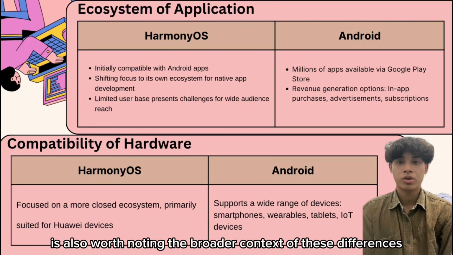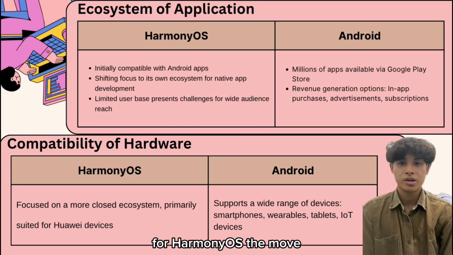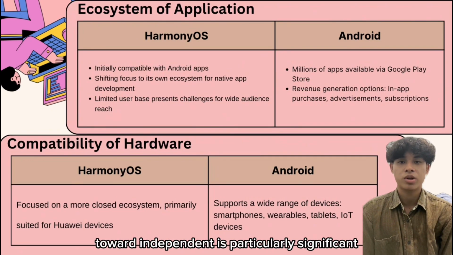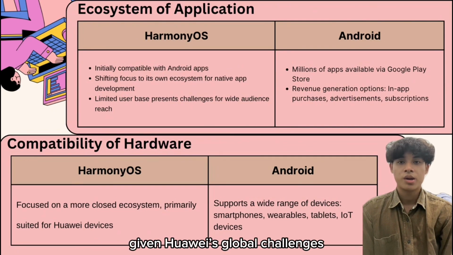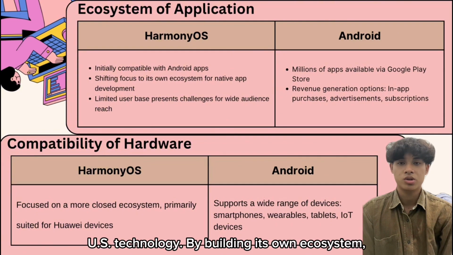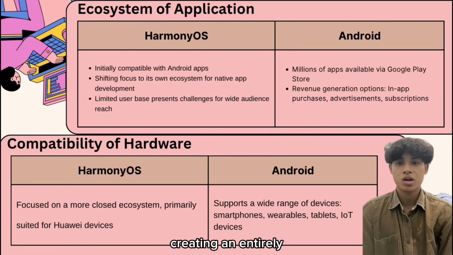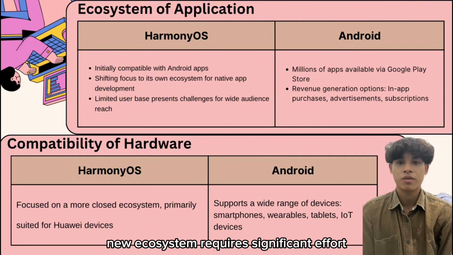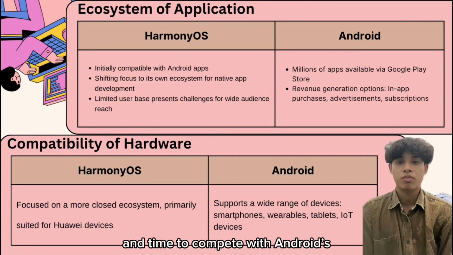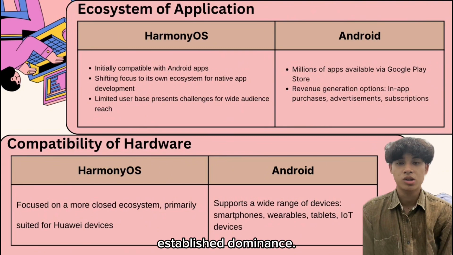It's also worth noting the broader context of these differences. For HarmonyOS, the move towards independence is particularly significant, given Huawei's global challenges, including restrictions on accessing US technology. While building its own ecosystem, Huawei aims to reduce its reliance on platforms like Android. However, creating an entirely new ecosystem requires significant effort and time to compete with Android's established dominance.